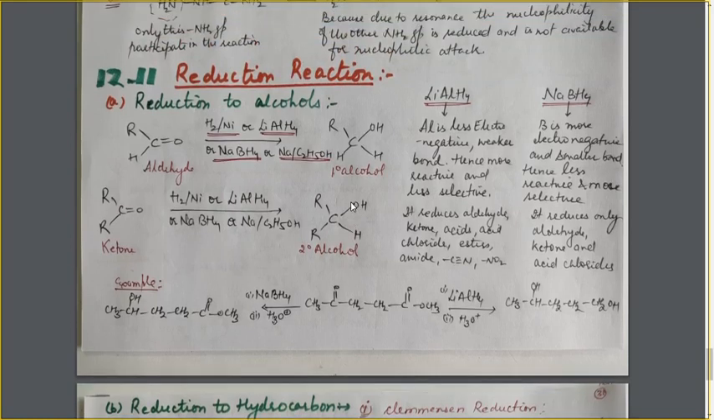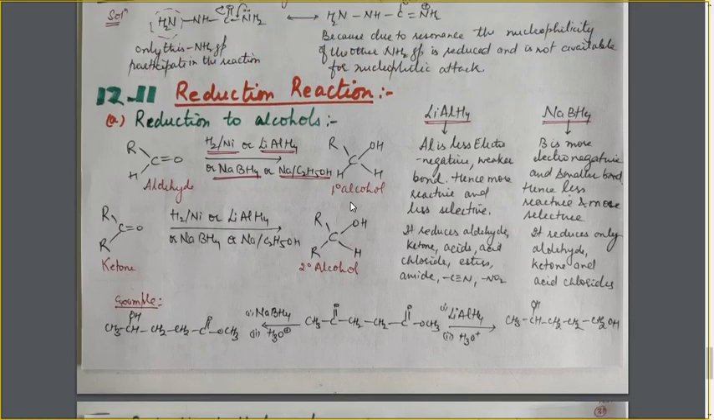So first we are discussing here the reduction to alcohols. Aldehyde on reduction will give us the 1 degree alcohol, and ketone on reduction will give us the 2 degree alcohol. What are the different reagents used? The different reagents which can be used here are hydrogen in the presence of nickel, palladium or platinum. It can be any metal. Lithium aluminum hydride, a very strong reducing agent. Sodium borohydride, sodium along with alcohol. These are also reducing agents for this reaction.